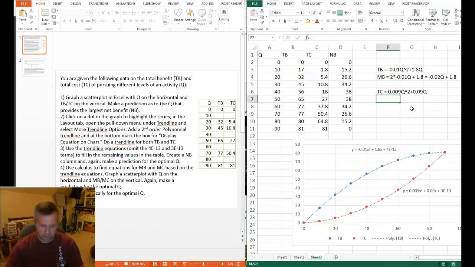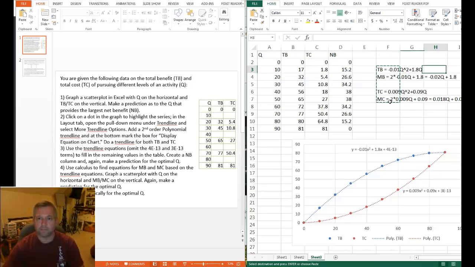Then for the total cost part of it, to make a marginal of that, 2 times 0.009 q plus 0.09, or 0.018 q. Okay, so I've used calculus, I've found equations for marginal benefit and marginal cost. Graph a scatter plot with q on the horizontal and marginal benefit, marginal cost on the vertical.